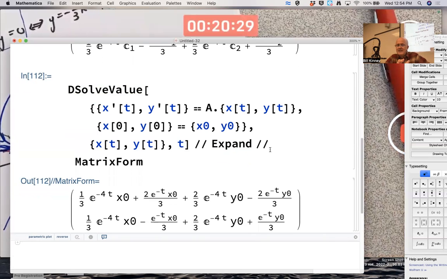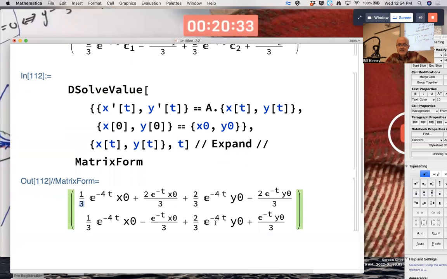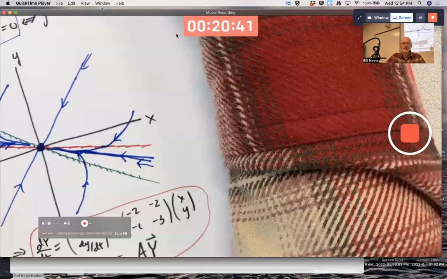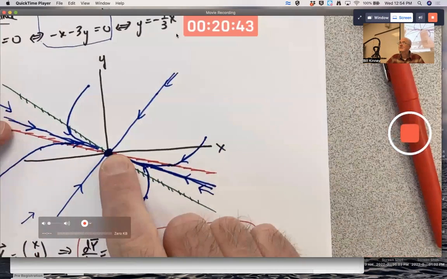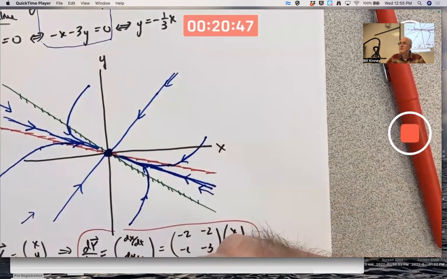Do notice that it is exponential decay in all terms. As t goes to infinity, these terms are all going to 0. That's a symbolic reason why the origin is a sink here. All solutions head toward 0 as t goes to infinity.